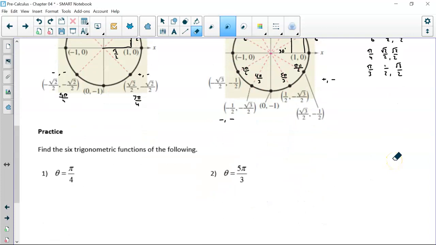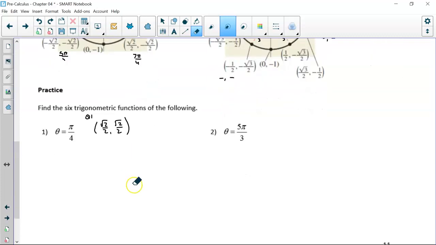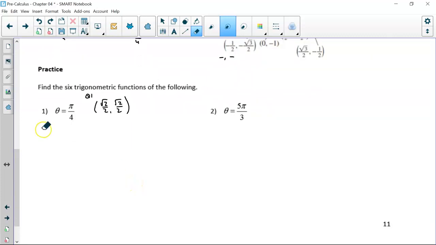For number 1, we have our pi over 4. So for pi over 4, that's in quadrant 1. And I know for all of my pi over 4s, it's going to be root 2 over 2, root 2 over 2, every single time. So now, my sine of theta is the y. The cosine of theta is going to be x. And the tangent of theta is going to be y over x, every single time.